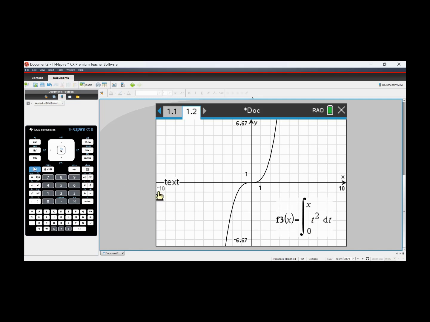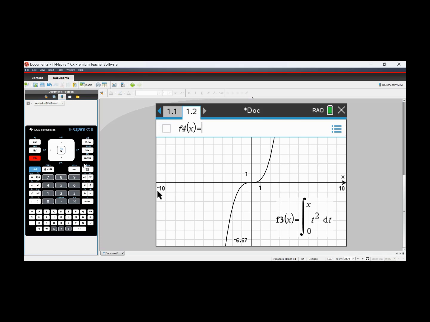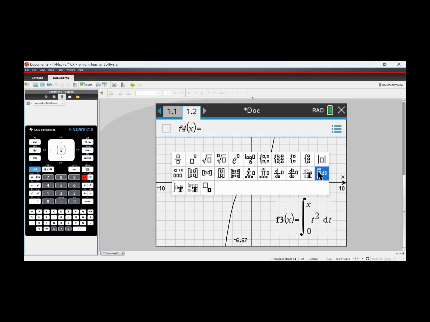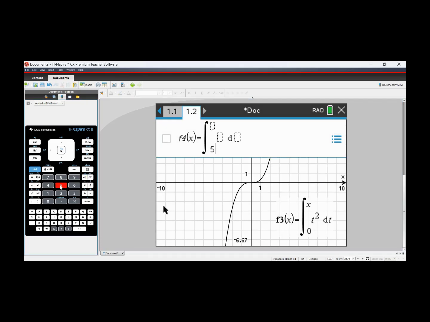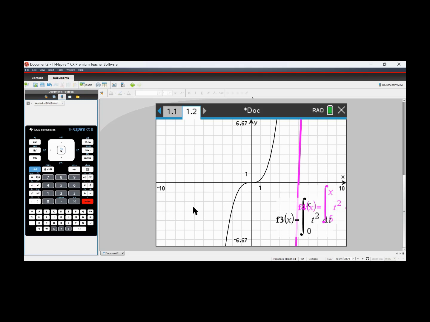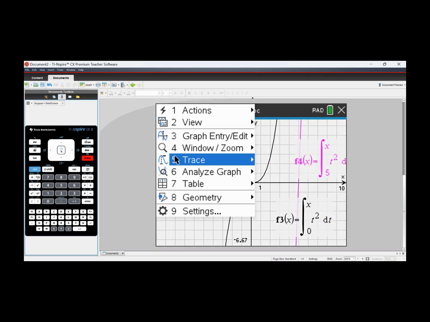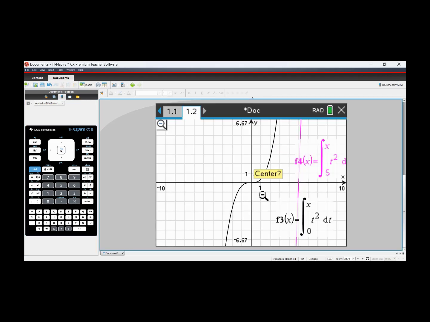Now let's go back up. So I'm going to tab up. Now I'm going to use my integral again, only this time we're starting at 5 tab to x tab, and my function was t squared tab dt, and we hit enter. Uh-oh, I can't even tell what that is. So I'm going to go to Menu, Window, Zoom out.